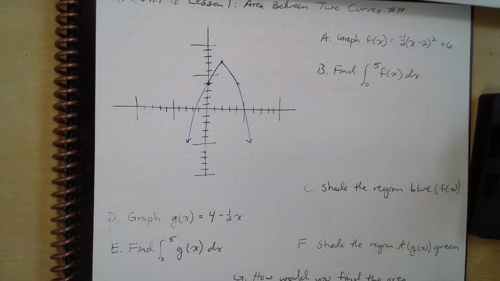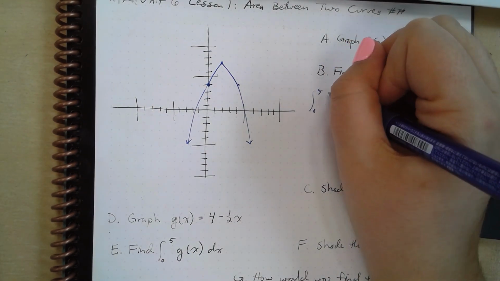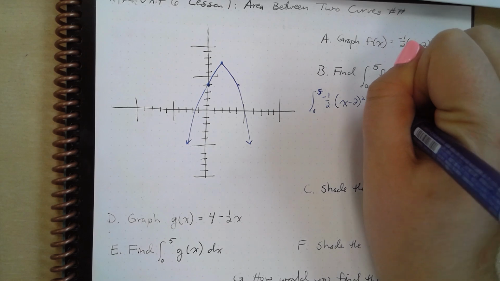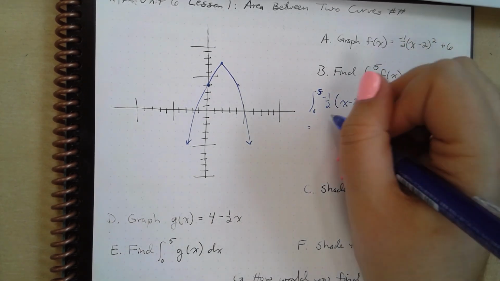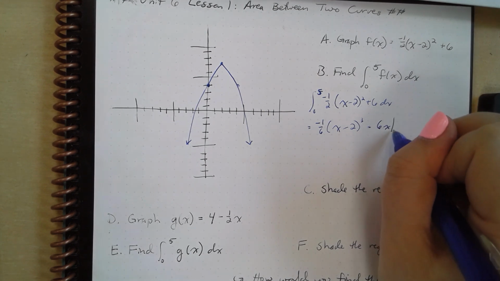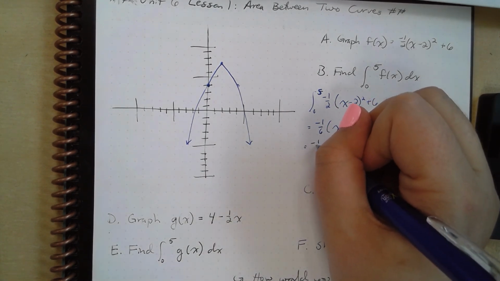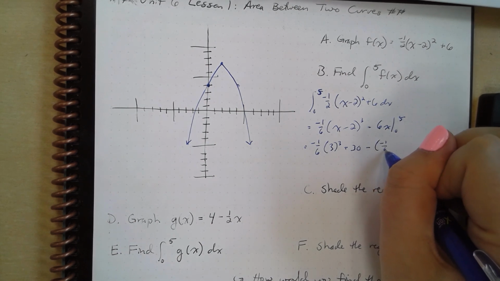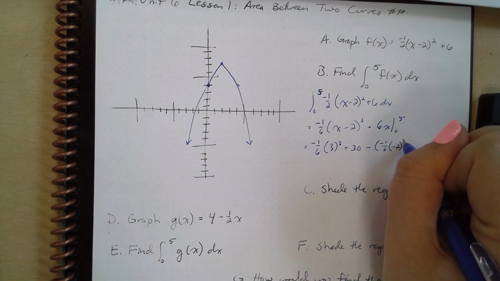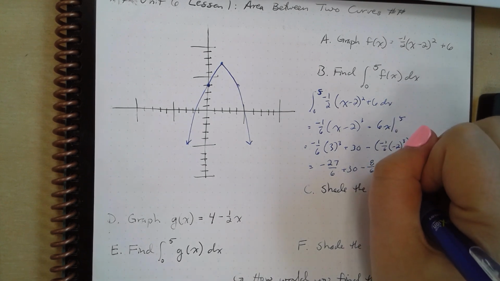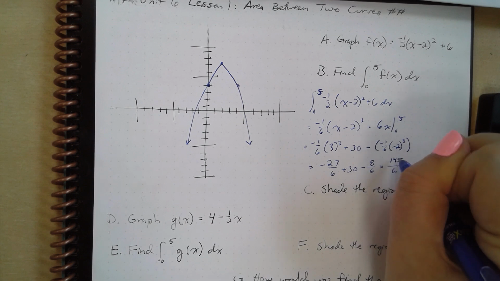And then we want to find the integral from 0 to 5 of f of x dx. Well, of course, that's going to be the integral from 0 to 5 of -1/2 times x minus 2 squared plus 6 dx, which is going to become -1/6 times x minus 2 cubed plus 6x evaluated from 0 to 5. So that's going to give us -1/6 times 3 cubed plus 30 minus -1/6 times -2 cubed. So we have -27/6 plus 30 minus 8/6, which gives us 145/6. Great. All right, we've got a number there.